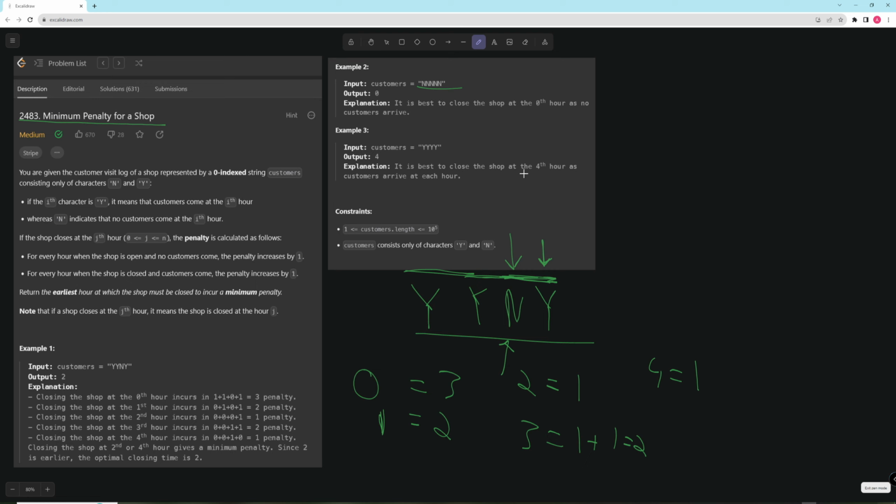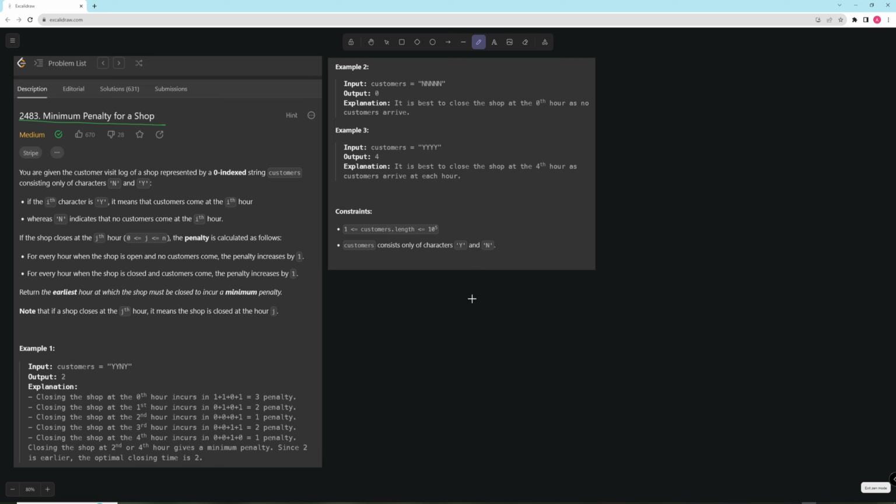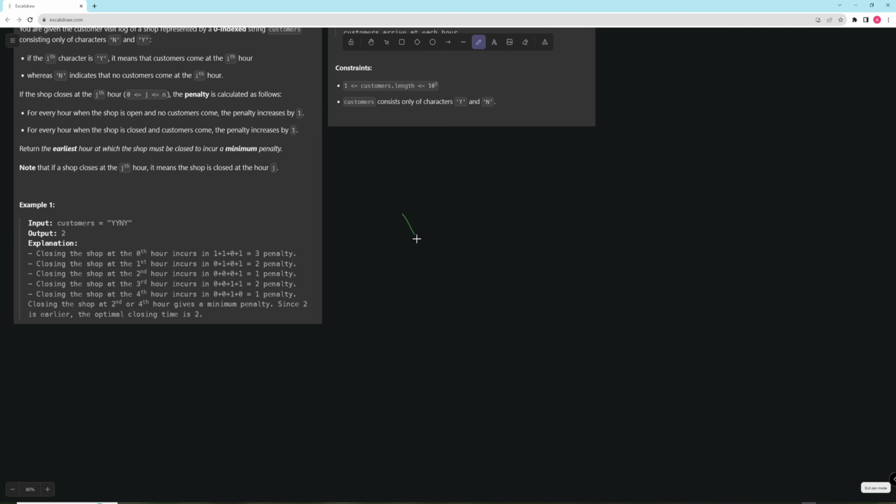So let's figure out how to do this problem. We're actually going to go back to this y, y, and y. Maybe we'll do a few more. So let's just say it's like y, n, y, y, and y. So as you can see, you can get penalties from 2 things, right? 1, store was open and customer didn't come.